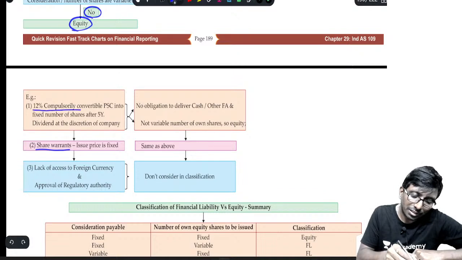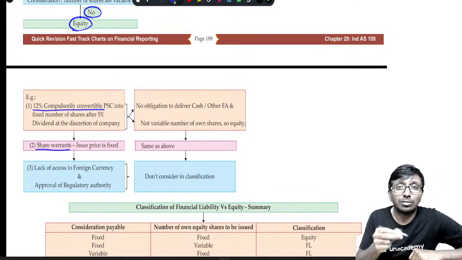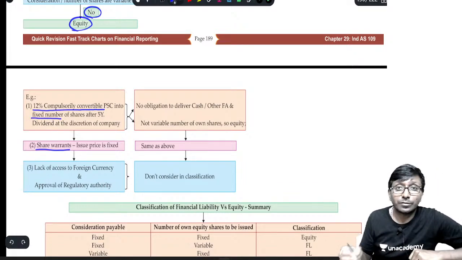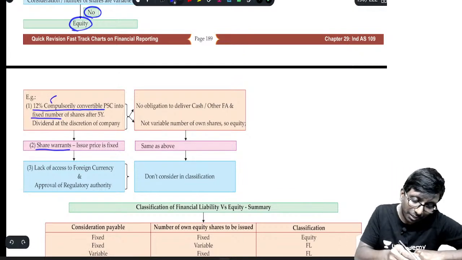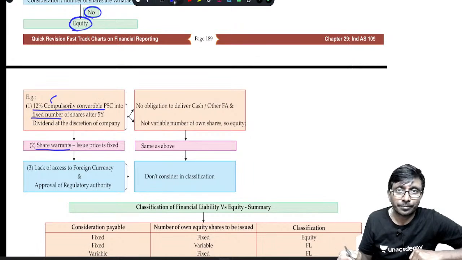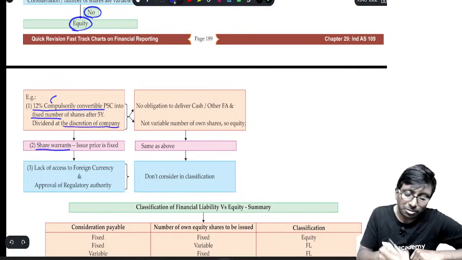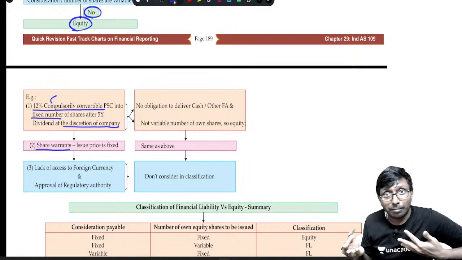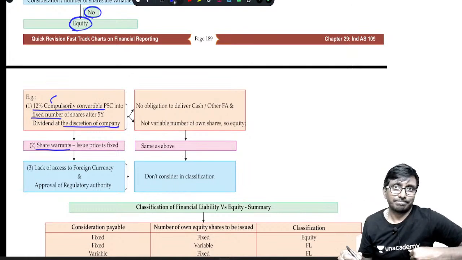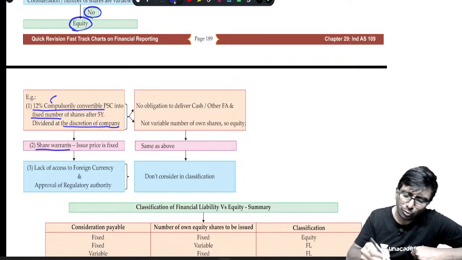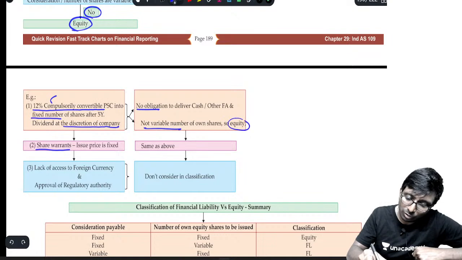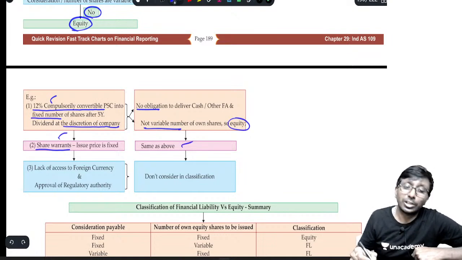Next, look at 12% compulsorily convertible preference share capital, which will be turned into a fixed number of shares after 5 years. It is compulsory, it is not the option of anybody, we are going to convert it. Perfect. Dividend is at the discretion of the company. With respect to dividend also, I am not responsible. I may pay, but the holder does not have the right to ask. I am a good person, I will pay. Understand? But the holder does not have the right to ask. Then it is purely equity. There is no obligation to deliver cash, and no variable number of shares. So it is purely equity. Even the share warrant is the same as above, equity only.